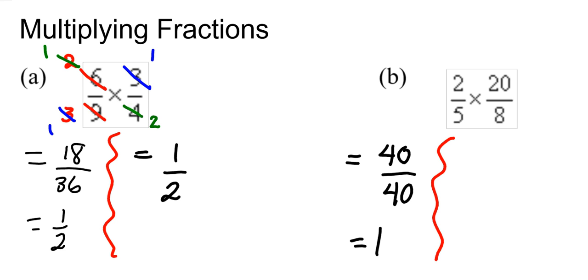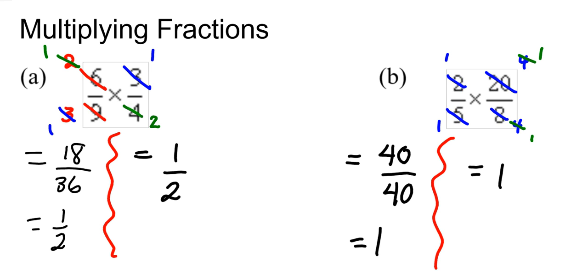Or I can look at canceling. So for example, I can say 2 goes into 2 once, and 2 goes into 8 4 times. I can say that 5 goes into 5 once, and 5 goes into 20 4 times. And then I can actually cancel those two 4s, and I'm left with 1 times 1 over 1 times 1.